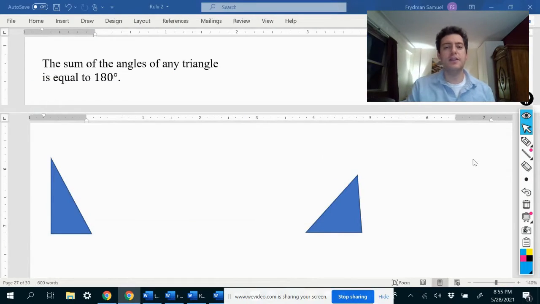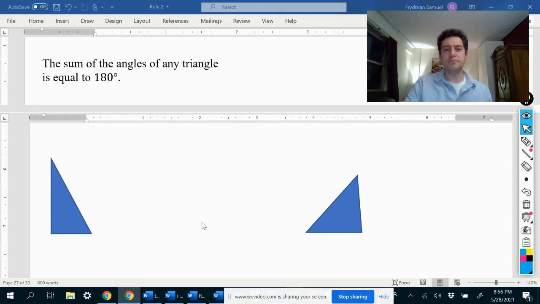Hi everybody, in this video we are going to talk about the sum of the angles of a triangle. Just to say that the sum of the angles of any triangle is always equal to 180 degrees. No matter what the triangle looks like, if it's a triangle, then the angles add up to 180 degrees. I'm not going to prove that in this video.